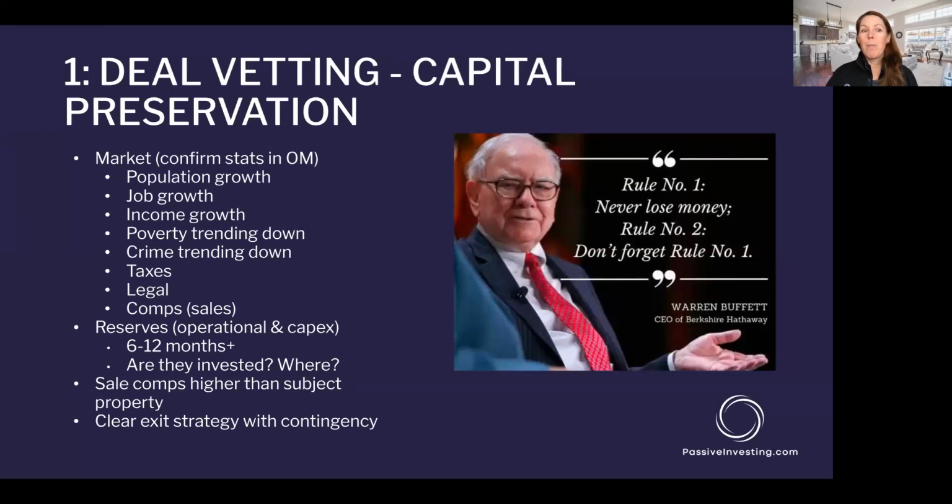We talked about the sales comps. Are they higher than the subject property? Is there already a clearly defined exit strategy? And are there contingencies, at least one, if not 2? If the primary contingency doesn't work, has the operator already thought through a plan B and a plan C business plan? That tells me they can pivot quickly. Now, not all of this can actually be stuffed into the offering memorandum. It would be just so big. So what is the other tool that operators generally give the investor to look at?